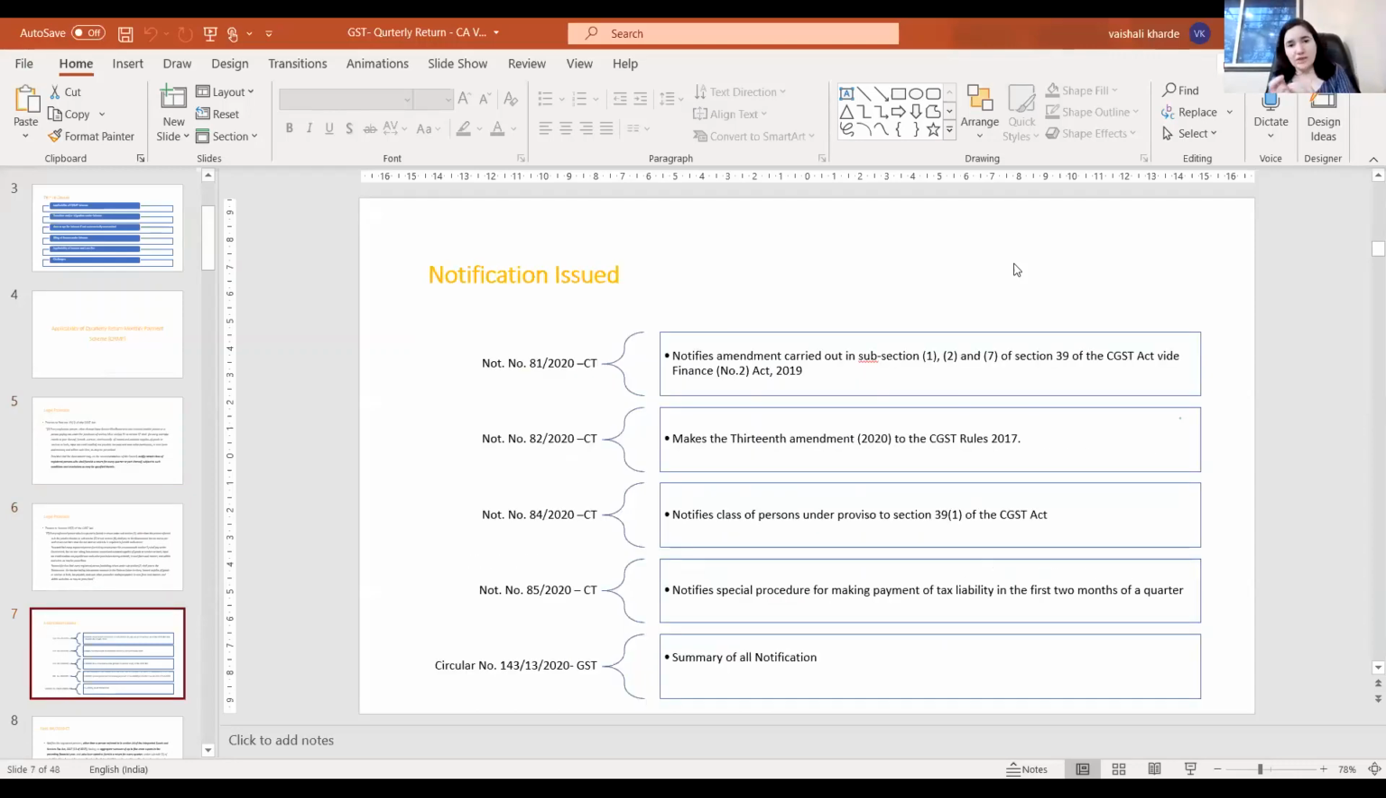In addition to that, the government has issued certain notifications: notification 81, notification 82, notification 84(5), and one circular, which is the summary of all these notifications, circular number 143/13/2020. So these are the legal documents. If you intend to read the scheme, these are the documents you need to read. So please refer to these documents.